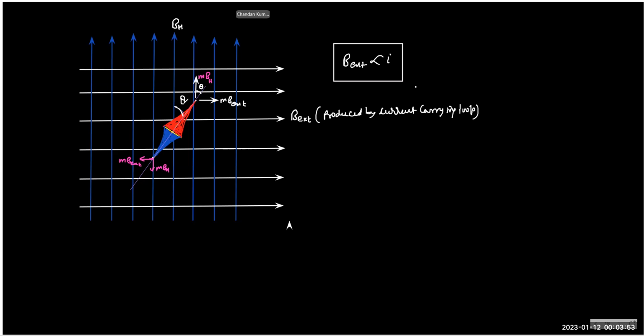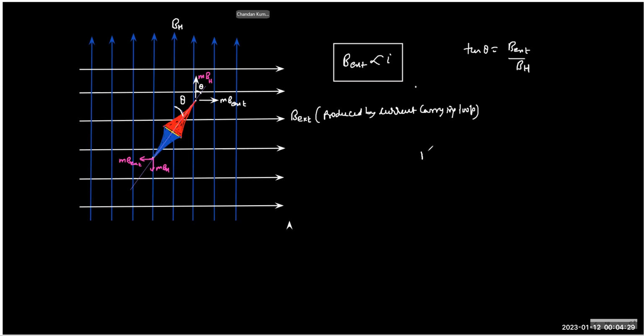And at equilibrium, the net torque is 0, which means the theta will be how much? Can you guess the theta? It will always align in the direction of the resultant field, right? So what is the resultant of BH and BEXT? It is along the line, no? So at equilibrium, tan theta is equal to BEXT by BH. Exactly. So tan theta is BEXT by BH. Is this clear to all of you?